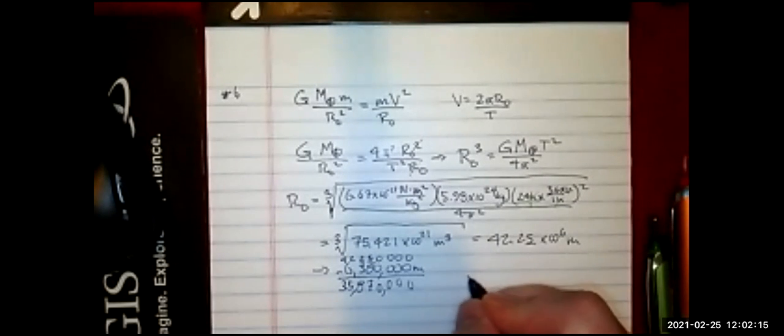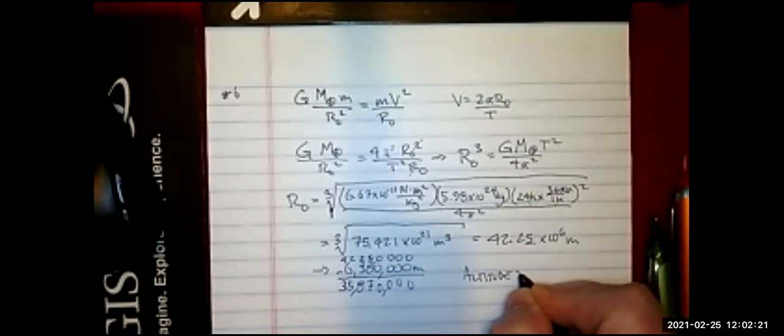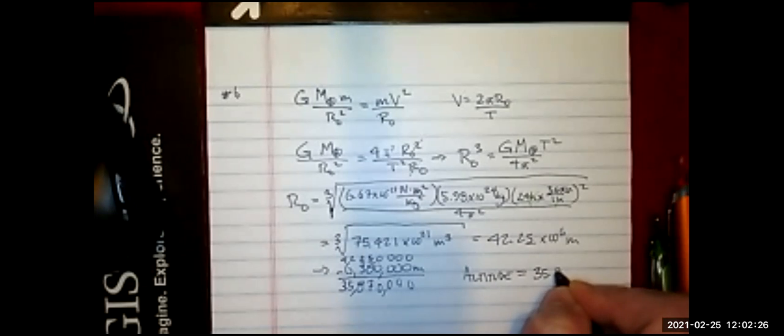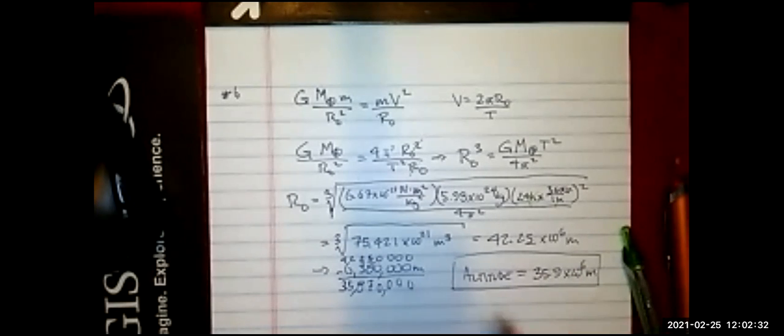So, in fact, the orbital altitude is actually 35,870,000 meters. So the altitude for a geosynchronous orbit is equal to 35.9 times 10 to the 6 meters. Any questions on that? I even did old school arithmetic with my borrowing and everything. I felt like a champion.